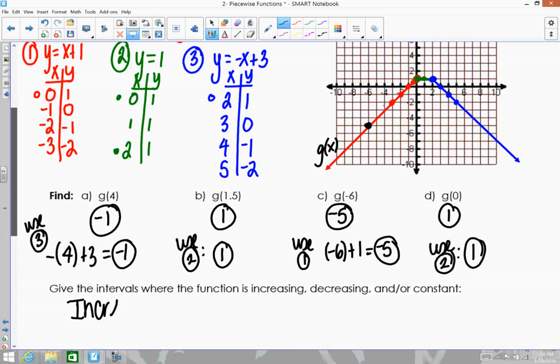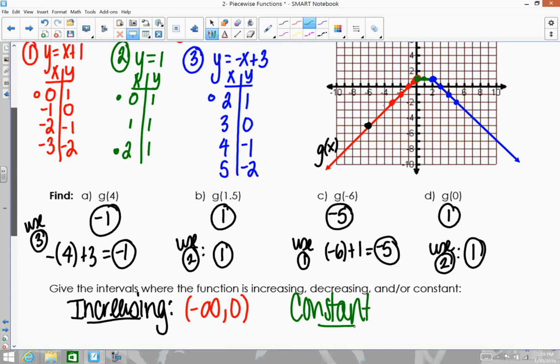So increasing, I see in the red section here. So from -infinity, remember we read the x-axis. So -infinity up to 0 is where it's increasing, is where it's red, is where it's going uphill. So from -infinity to 0, we use round brackets for these because for increasing, decreasing, constant, you always want to use round brackets.